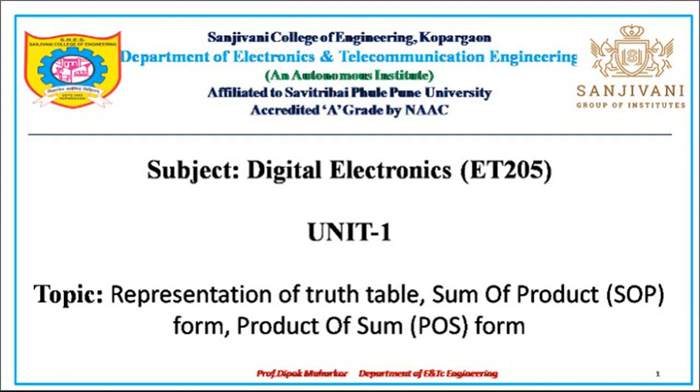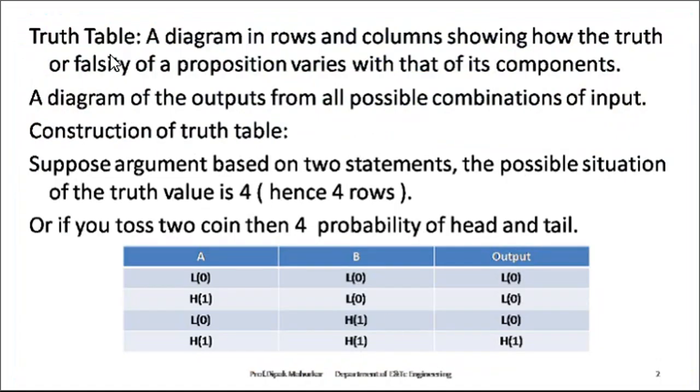So starting with, what is meant by truth table? A diagram in rows and columns showing how the truth or falsity of a proposition varies with that of its components. A diagram of the outputs from all possible combinations of inputs. Construction of truth table.